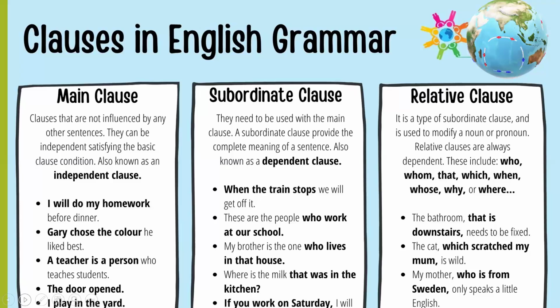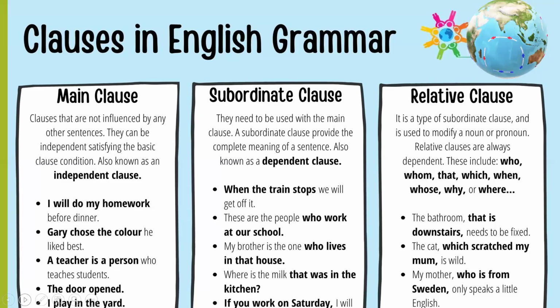Now, relative clause. A relative clause is a type of subordinate clause. It is a type of dependent clause, and it is used to modify a noun or pronoun. Relative clauses are always dependent clauses. This includes words like who, whom, that, which, when, whose, why, where. "The bathroom that is downstairs needs to be fixed." So "that is downstairs" is a relative clause. "The cat which scratched my mom is wild." So "which scratched my mom" is a relative clause. "My mother, who is from Sweden, only speaks a little English." So "who is from Sweden" is a relative clause.